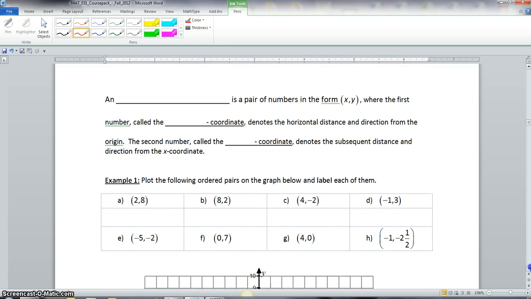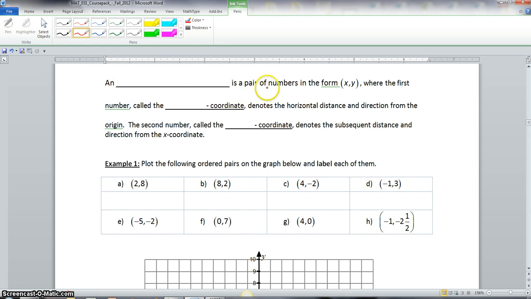Now we go to the next page. It says, blank is a pair of numbers in the form (x, y). It is an ordered pair. An ordered pair is a pair of numbers in the form (x, y), where the first number, called the x coordinate, denotes the horizontal distance and direction from the origin. The second number, called the y coordinate, denotes the subsequent distance and direction from the x coordinate. Actually, yes, that is correct: it is the subsequent distance and direction from the x coordinate.